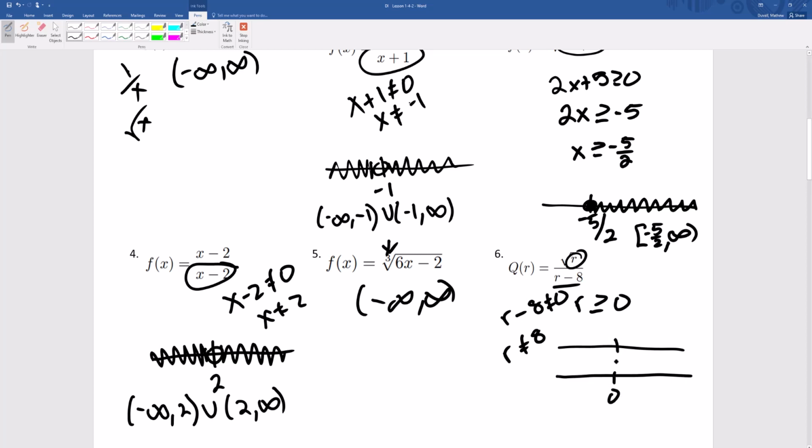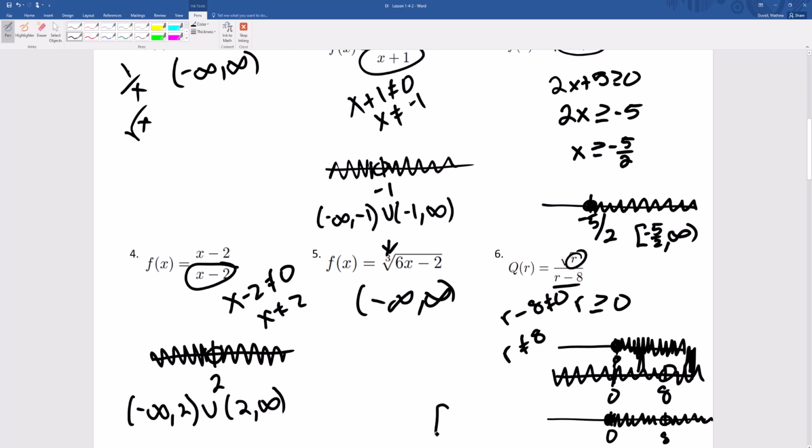So if we say that that's 0 and that's 0, r is greater than or equal to 0, so closed circle, so that's the first one. And then the next one, we'll say that that's 8. It says r can't be 8. So the intersection of those two seems to be where they overlap here and here. So that's going to be from 0 to 8, and then from 8 to infinity.